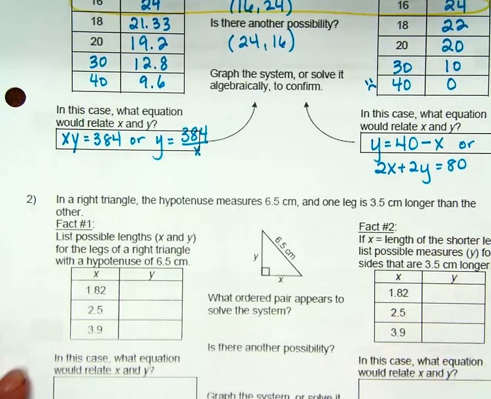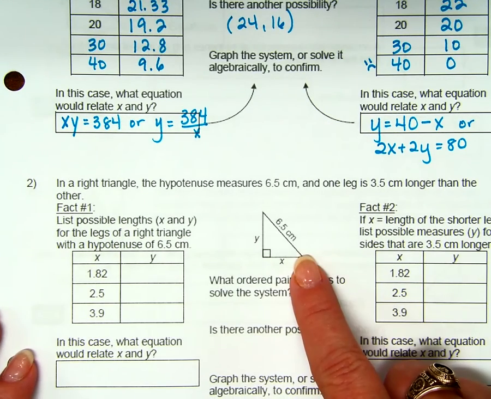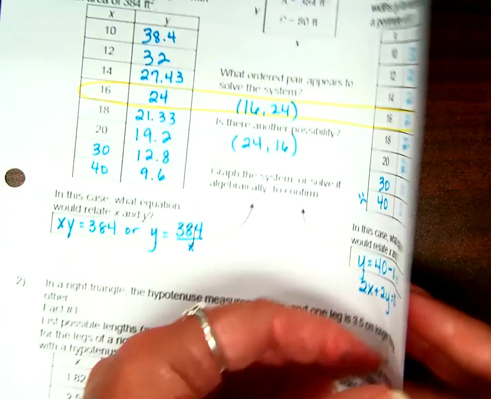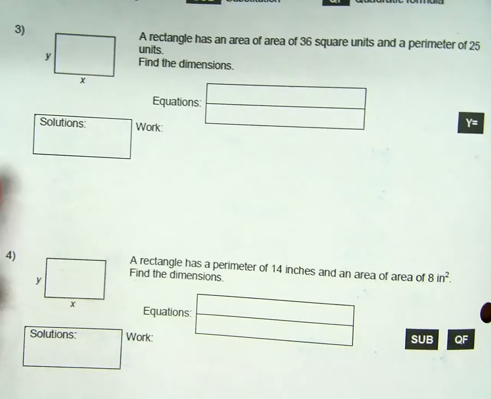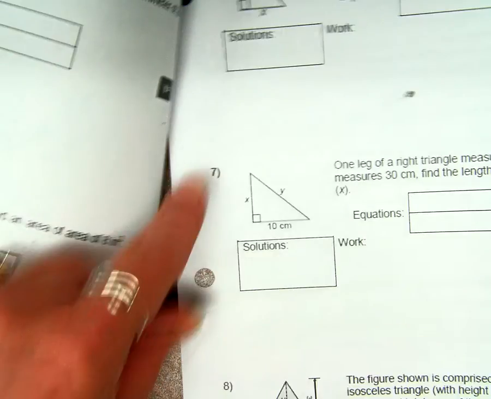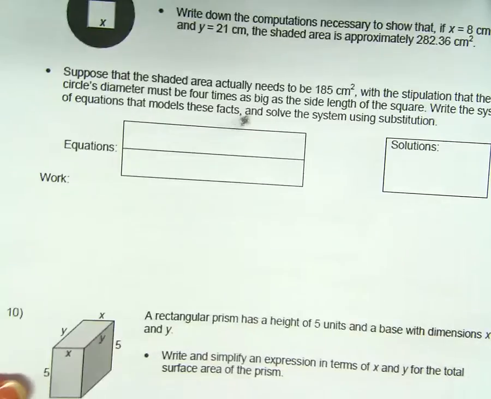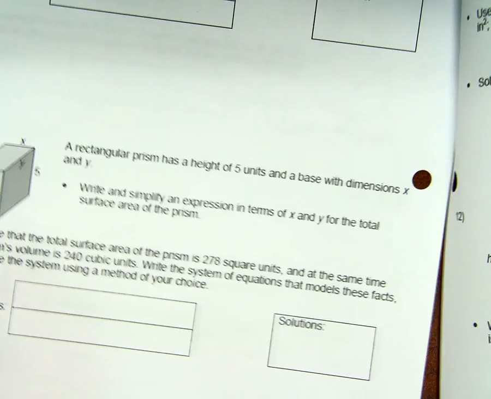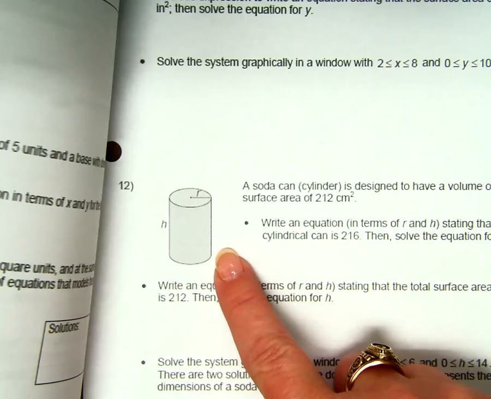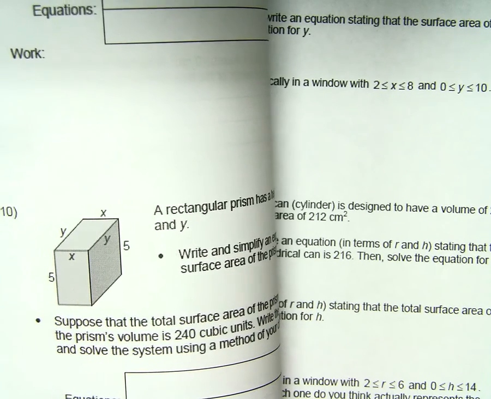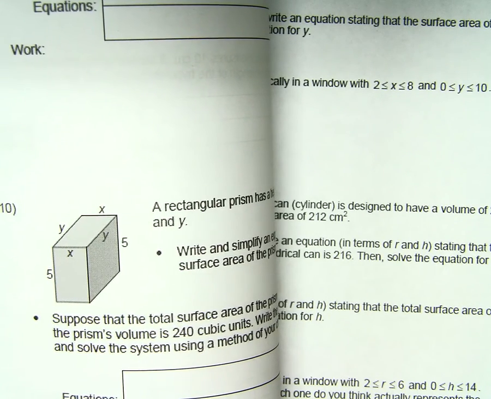Okay. So, triangles. Are you comfortable with triangles? Are you comfortable with rectangles? Are you comfortable with circles and squares? Are you comfortable with rectangular prisms? Well, you're going to be comfortable with them. Cylinders. Okay. So would you please circle the following problems?